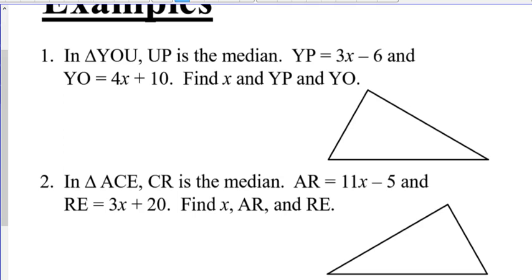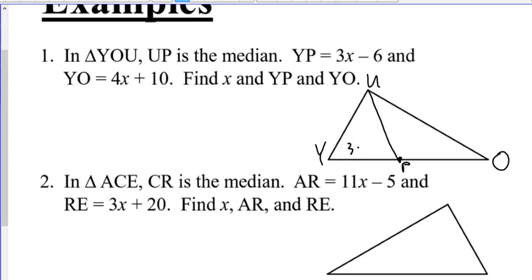People usually like to draw medians from the top. So if that's the case, you might want to put U here and Y, no, it doesn't matter. You don't have to. Some people just prefer to have the vertex at the top. You do what you want. So UP is the median. That means it goes from here to there. That's P.